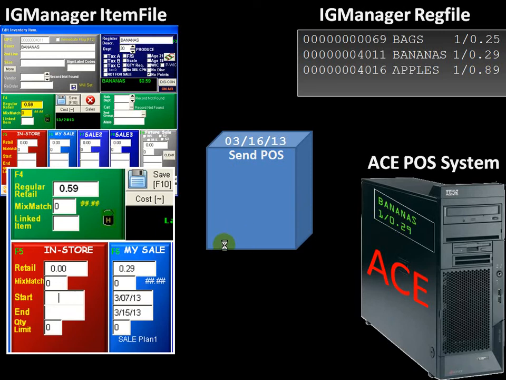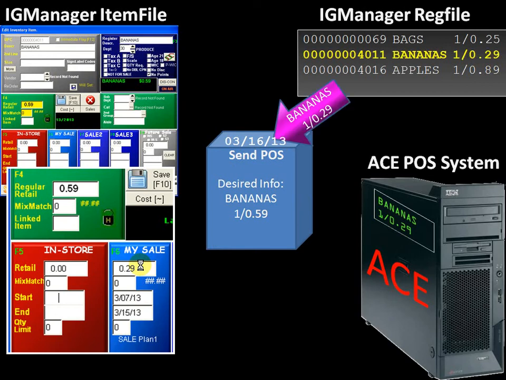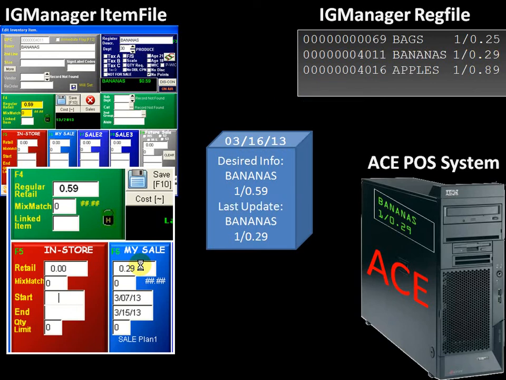So we start the send on the 16th, and send POS looks at the item and says, hey bananas, what price do you want to be today? Bananas say, I want to be 59 cents. So send POS goes, okay, you want to be 59 cents. Reg file, what was the last price we sent to bananas? Reg file says the last price you sent to bananas was 29 cents.